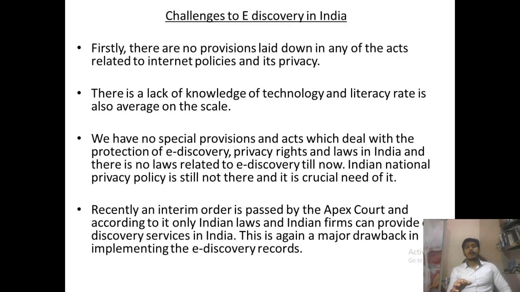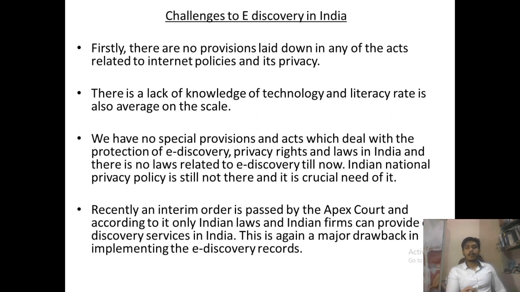So here we will talk about challenges to e-discovery in India. Firstly, there are no provisions laid down in any of the acts related to internet policies and its privacy. There is a lack of knowledge of technology, and literacy rate is also average on the scale. We have no special provisions and acts which deal with the protection of e-discovery, privacy rights and laws in India, and there are no laws related to e-discovery till now. Indian national privacy policy is still not there, and there is a crucial need for it.